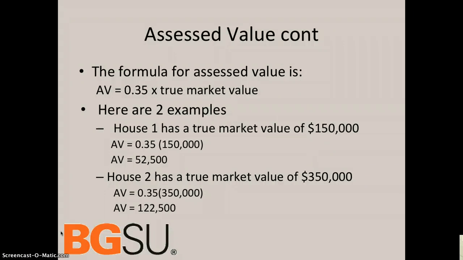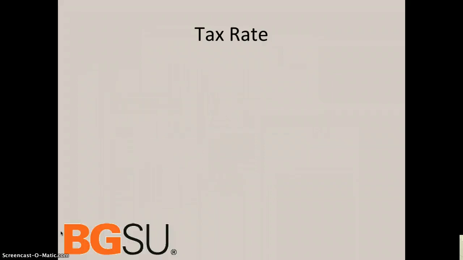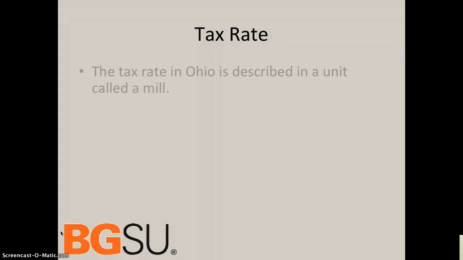$52,500. House two is $200,000 more expensive. It's a $250,000 house, and that house produces an assessed valuation of $122,500. So now let's talk a little bit about tax rates. So we have AV. The next part of the formula for calculating property tax levy is the tax rate.